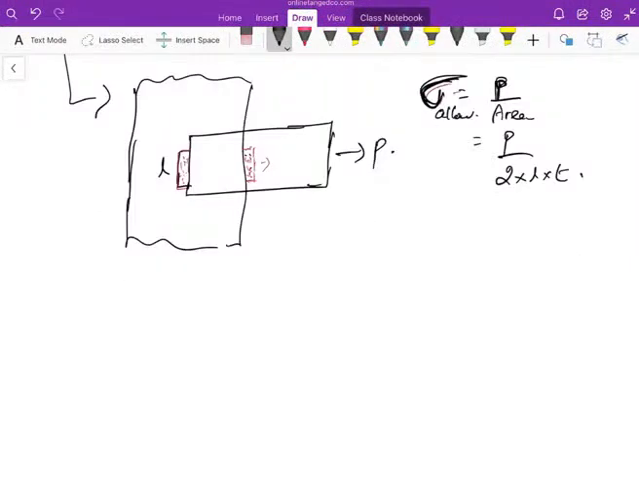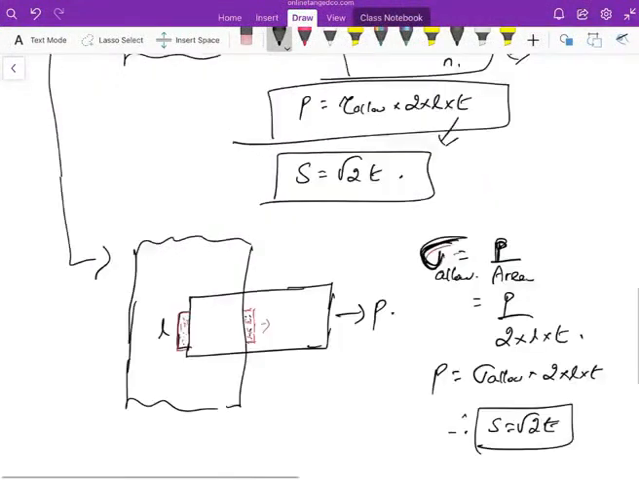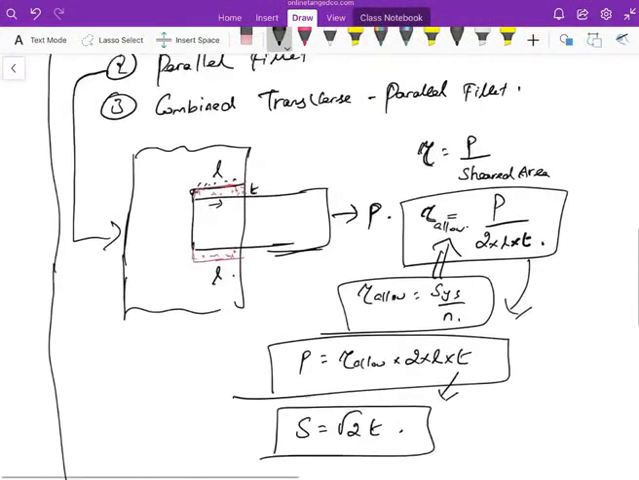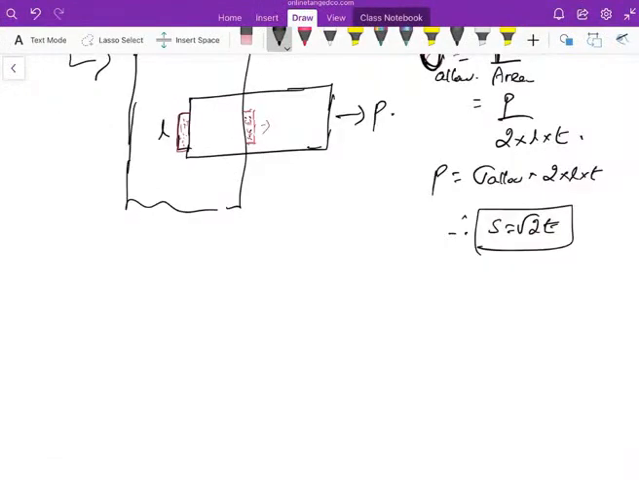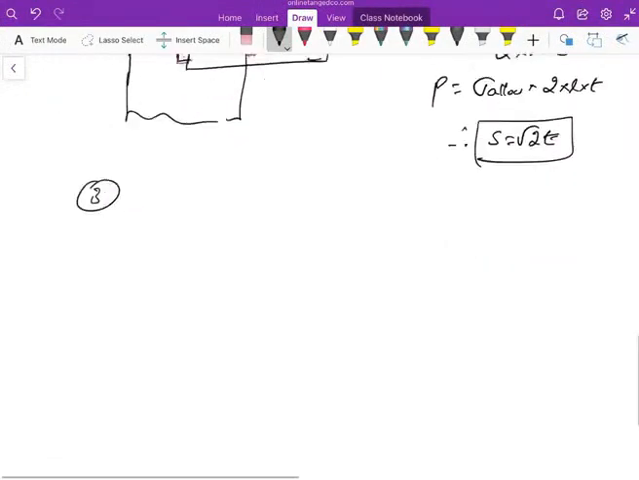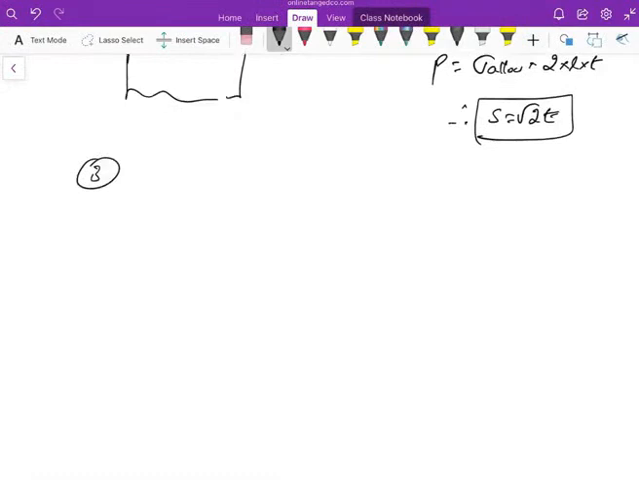From here find the thickness. T is nothing but sigma allowable into 2 into length into thickness. From here we can say S is equal to root 2 T. This is the size of the weld. Okay guys, now let us go to the third condition: combined transverse and parallel fillet weld.